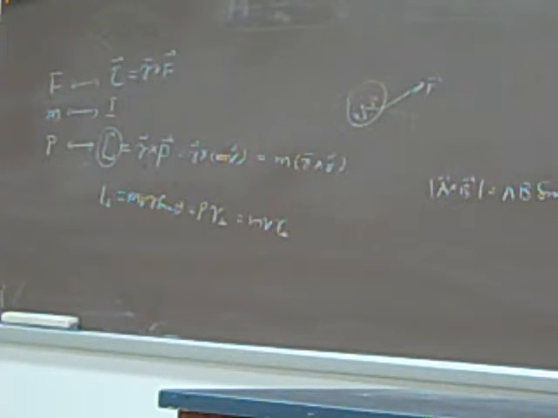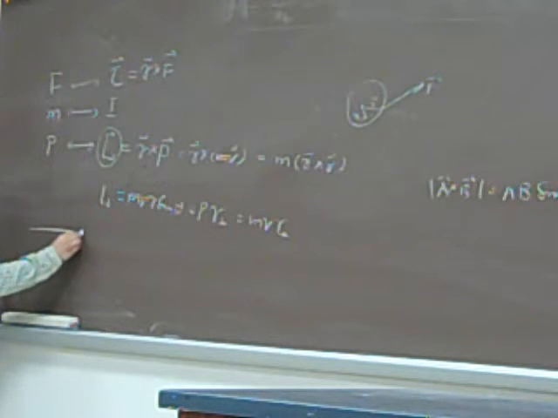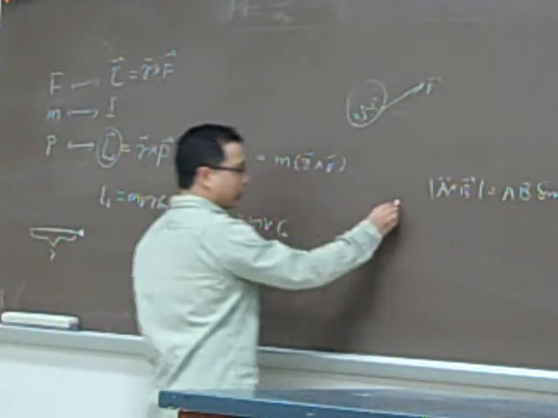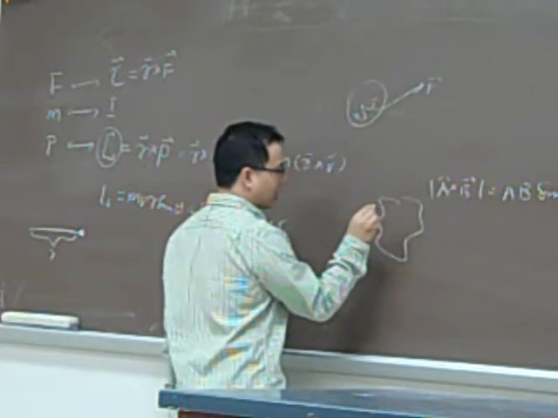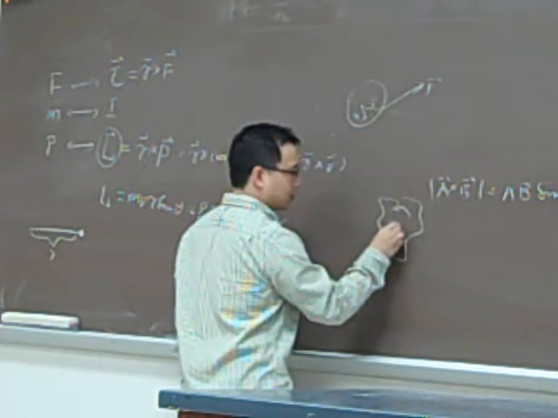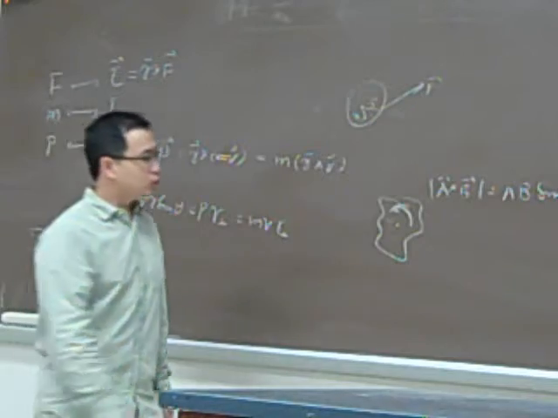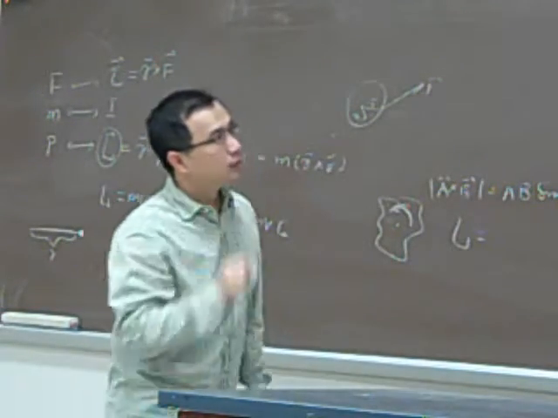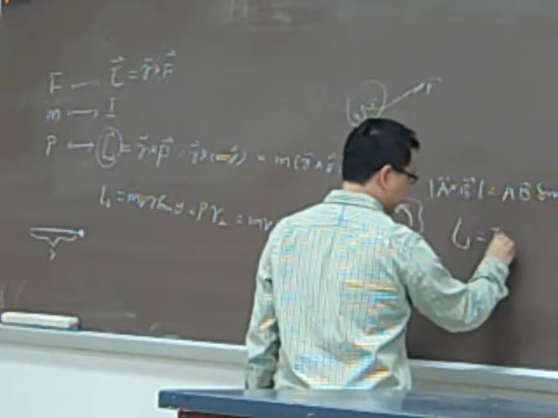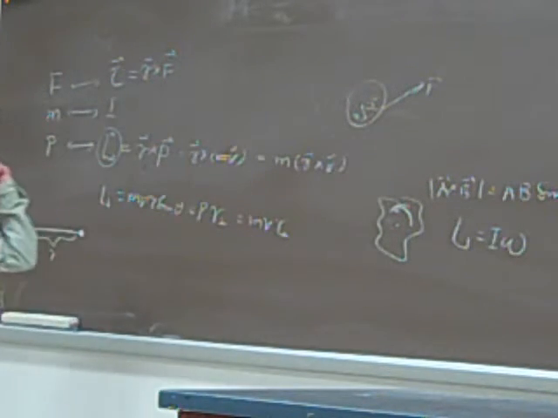All these expressions are useful when you consider circular motion for a mass particle. If you know the radius and you know the velocity, it's easier to use one of these expressions. But if you have the rotation of a rigid body about a point, like about this point, it's easier to use L equals I omega with the rotational inertia.